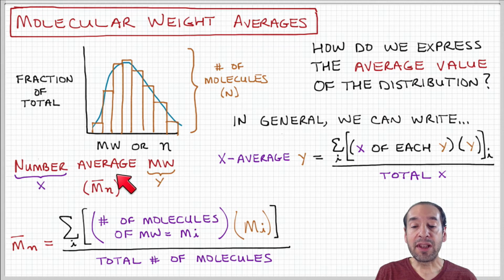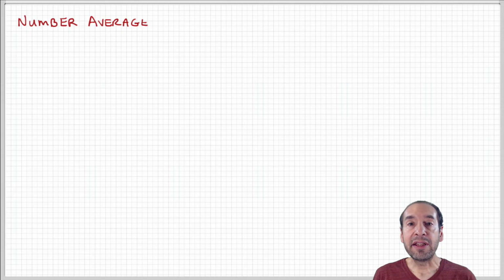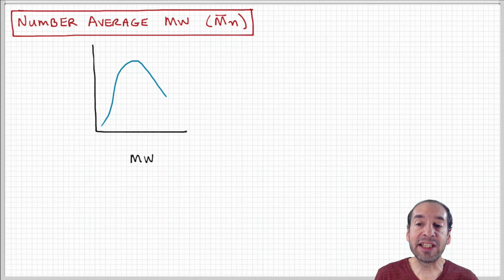If I apply this principle, then I can construct a relationship for the number average molecular weight that says this is equal to the number of molecules of molecular weight M_i times M_i, the sum of this over the distribution, divided by the total number of molecules. What I want to point out here is just how I constructed this relationship by following this general rule in terms of the average that I want to compute. Now let's see how we can apply this.